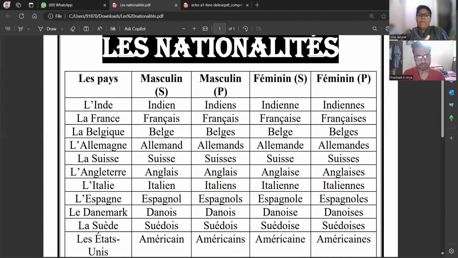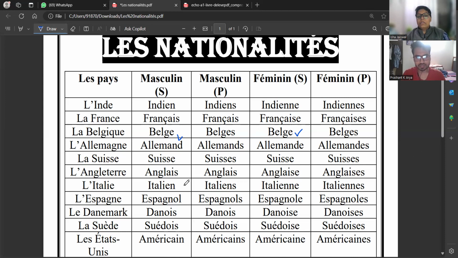First of all, if your masculine singular already has an S at the end, we don't add an extra S over here. Same for this one also. If your masculine is already ending in the letter E, as in the third case, we don't add an extra E in the feminine singular.